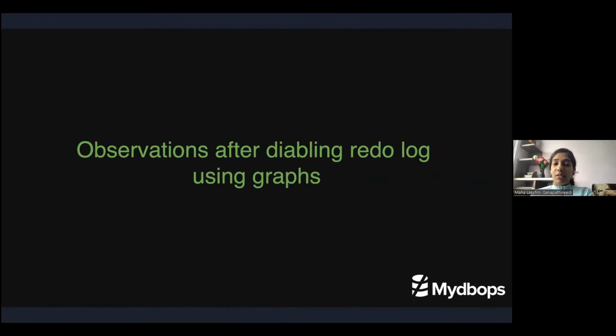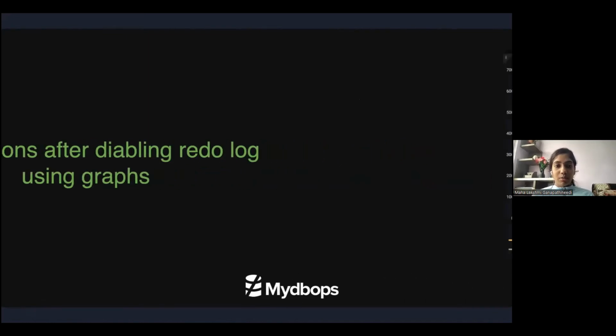We have disabled redo log where there are heavy writes or disk load is high, to save the IOPS and usage. These are some of the graphs showing how it was before and how it is after. Let's go to some observations.